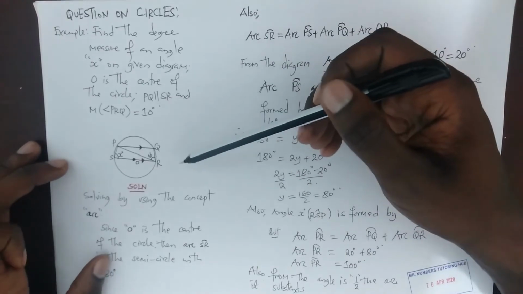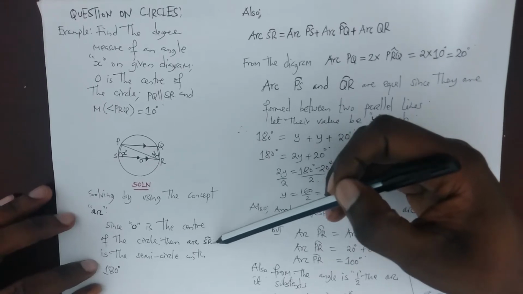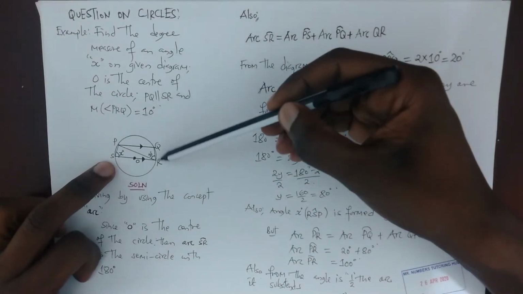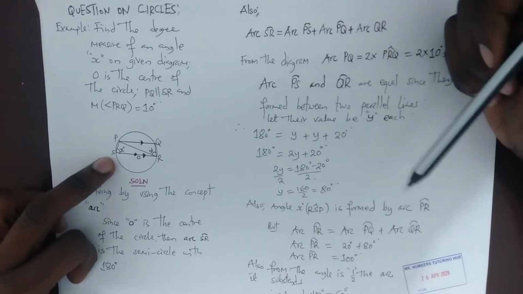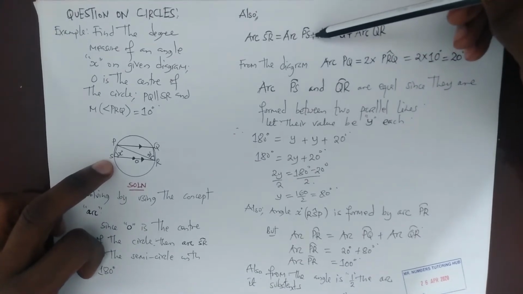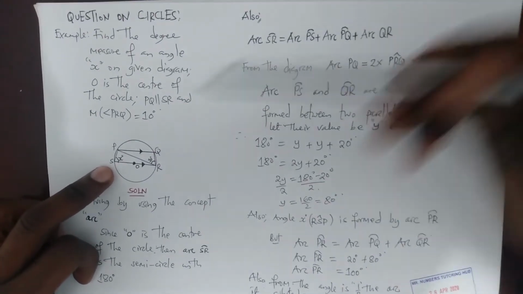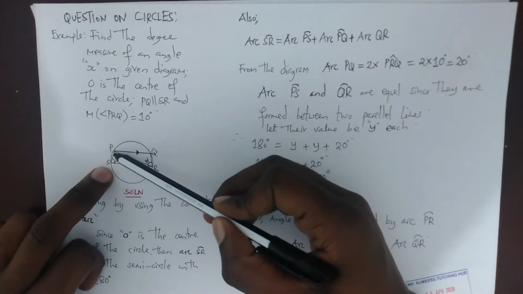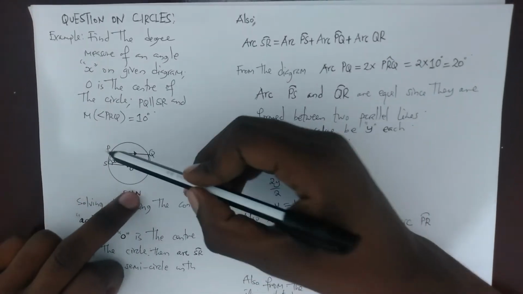The arcs are parts of the circumference of the circle. Since O is the center of the circle, arc SR is the semicircle with 180 degrees. Therefore, SR clockwise is an arc with a value of 180 degrees. But also, arc SR equals arc PS plus arc PQ plus arc QR. If you want to find arc SR, you have to take arc SP plus arc PQ plus arc QR. The arcs are these ones.